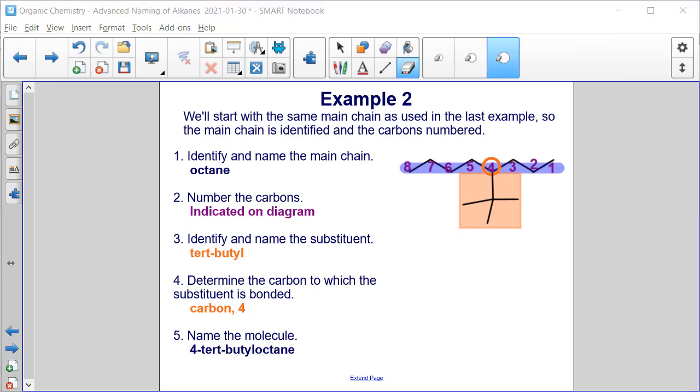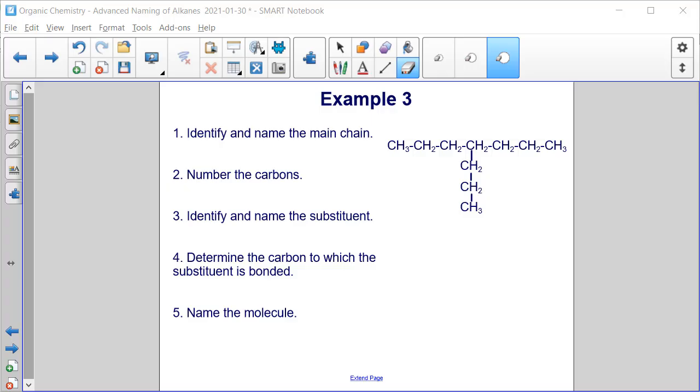All right, so here's a summary again of just everything that we needed to do to get to this final naming of the molecule, 4 tert butyl octane. All right, here's example 3.